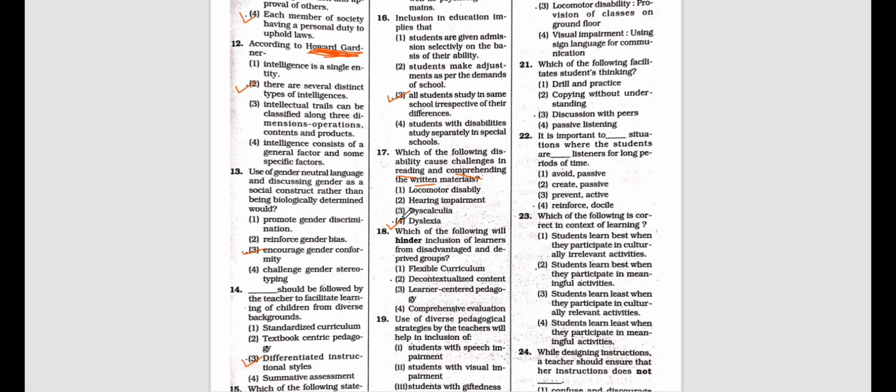Alright, what is the correct answer? Dyslexia is the correct answer here. As you know, locomotor disability means what? Disability related to motion, right? Locomotor means motion. Hearing impairment means related to hearing. Dyscalculia is related to calculation. But this one they are asking related to reading and comprehending or understanding. So it is dyslexia. Dyslexia is a language processing disorder that impacts reading and comprehension. So you should remember this, all right?